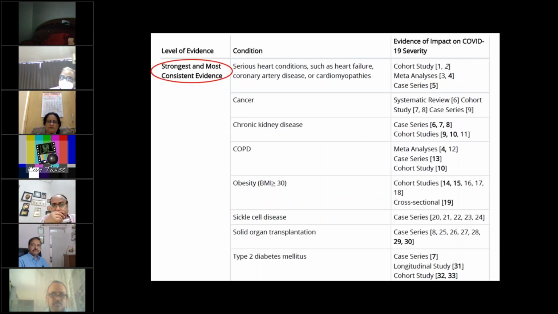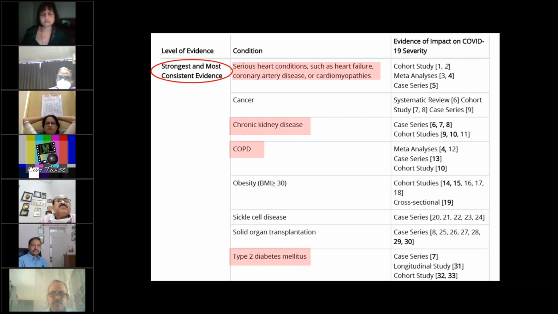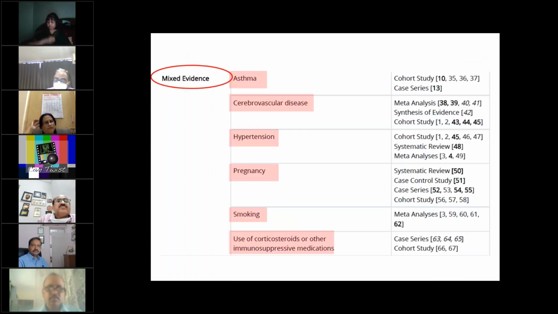So if you look at the CDC data as of June, the strongest and most consistent evidence of bad comorbidities in the context of COVID: cardiovascular disease, chronic kidney disease independent of dialysis, COPD, type 2 diabetes, and of course other things like cancers, organ transplantation, obesity. Mixed evidence with asthma, cerebrovascular disease, hypertension, pregnancy, smoking, etc.